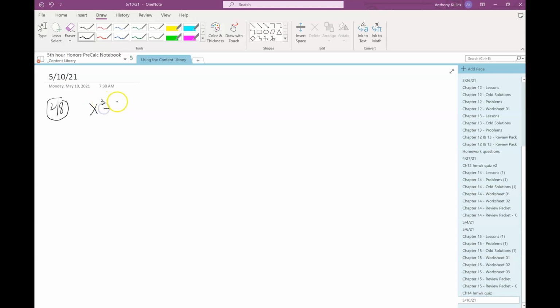x cubed minus 8x squared minus 5x plus 84 over x squared minus 1, which is less than 0. Okay, so it should be hopefully easy to see that I have two vertical asymptotes at -1 and +1.